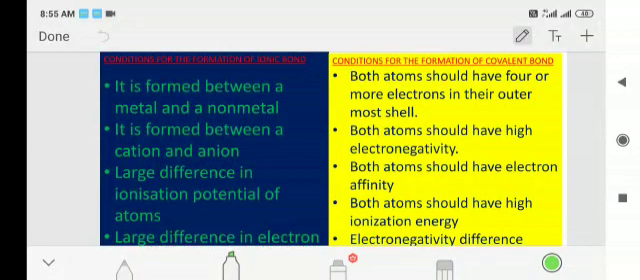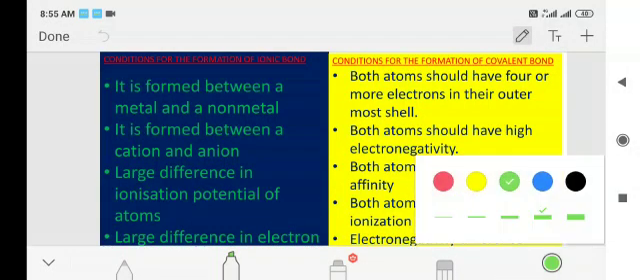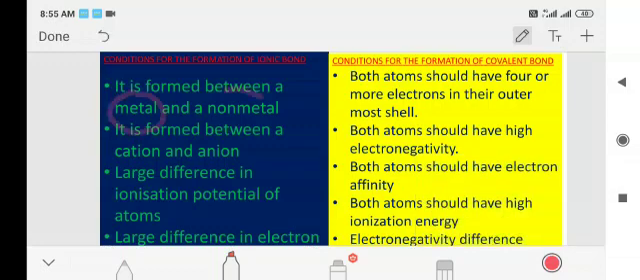Today let us discuss the conditions for the formation of ionic as well as covalent bonds. The first condition for the formation of an ionic bond is that one element should be a metal and the second should be a non-metal. Remember, this is the first point you have to remember.